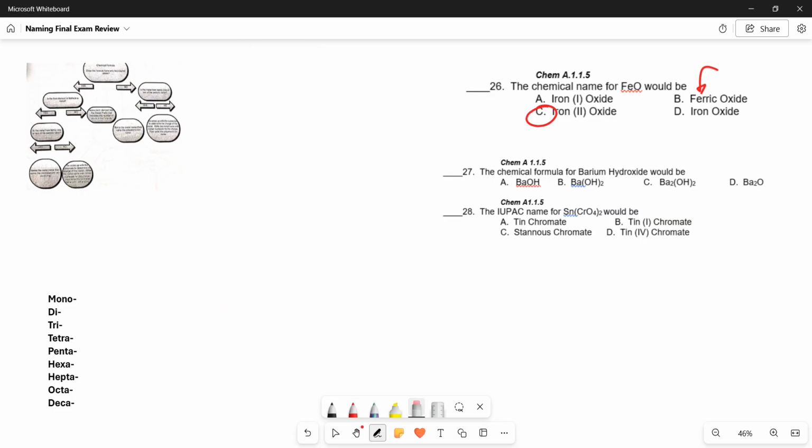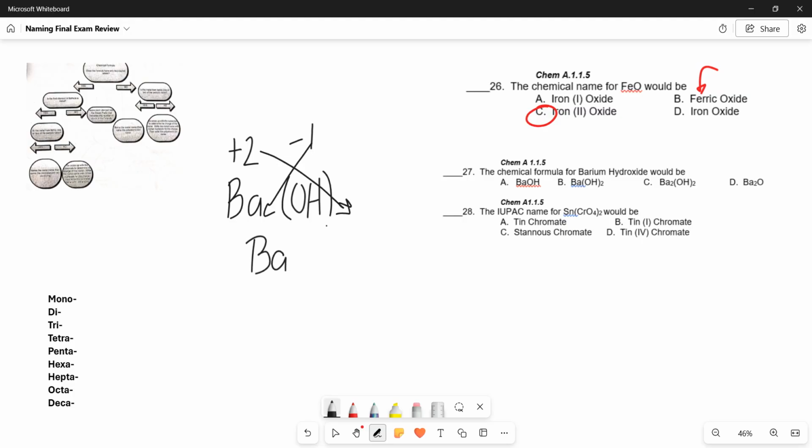Okay, so let's go to the next one, the chemical formula for barium hydroxide. So barium is in family 2. It has a +2 charge. Hydroxide is a polyatomic ion, OH, with a -1. Before I cross down, I must put parentheses around that polyatomic ion to protect its formula. And so when I do cross down, I get Ba(OH)2. So the correct answer here would be B.